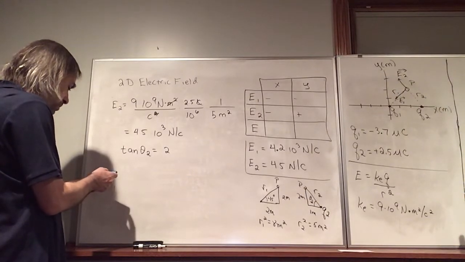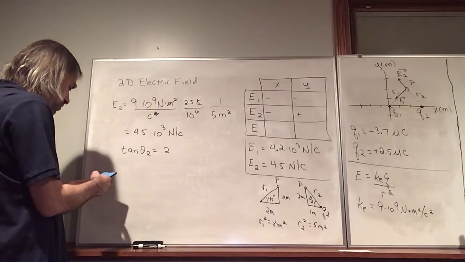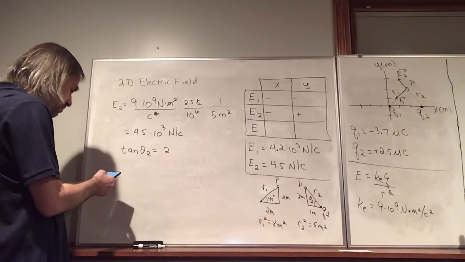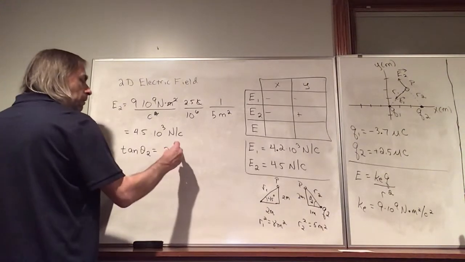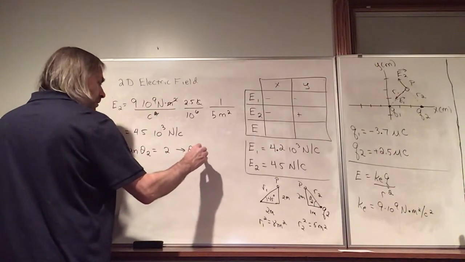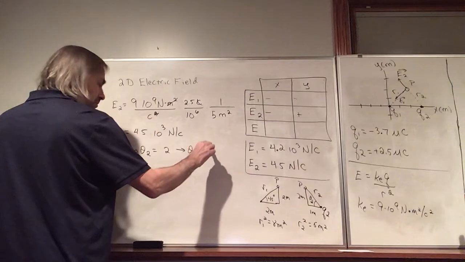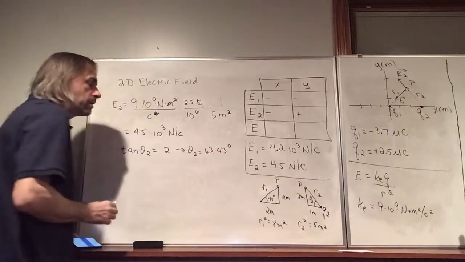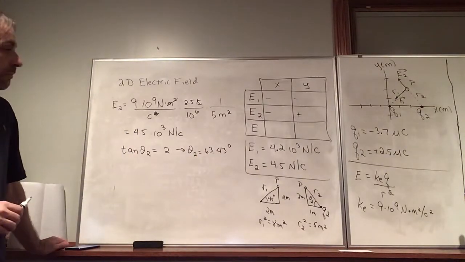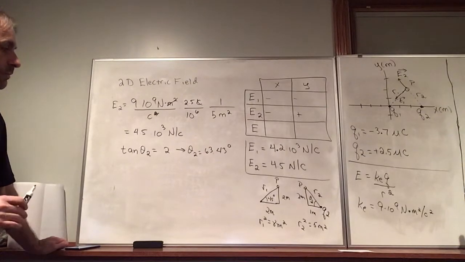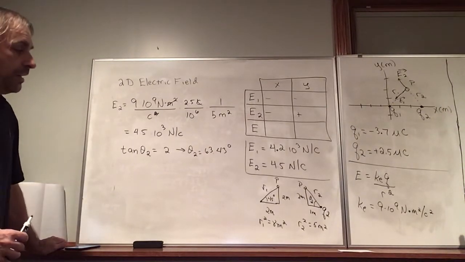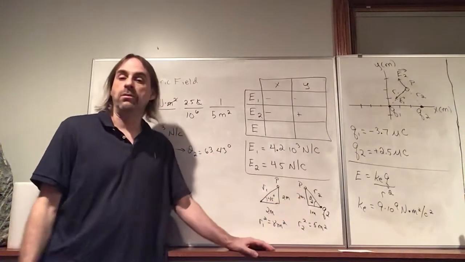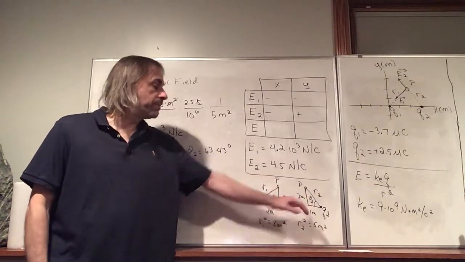Let's see. Inverse tangent of 2 is 63.43 degrees. Okay, and like I said earlier, this is a positive number. This is just the magnitude of the angle. So we're treating these as just magnitudes.